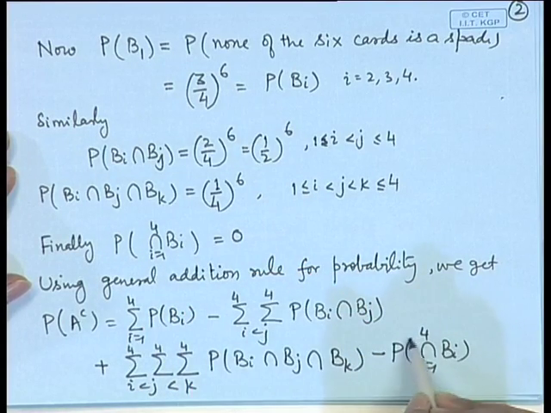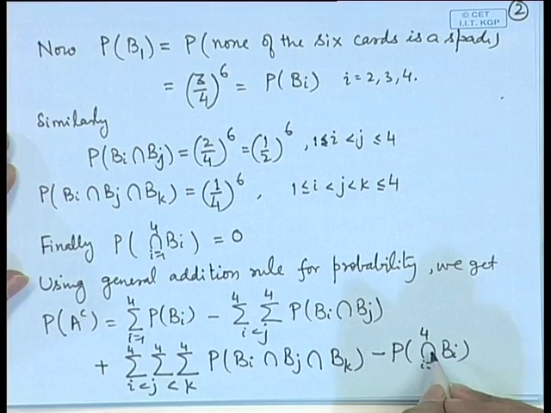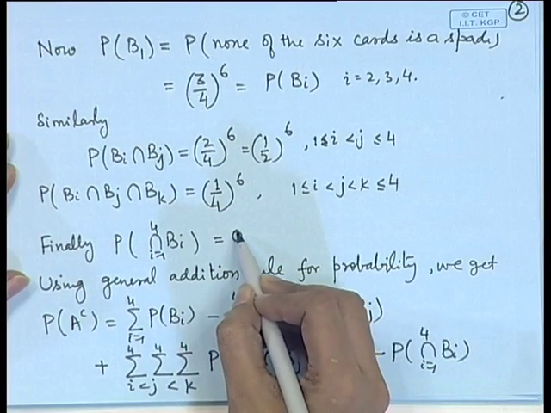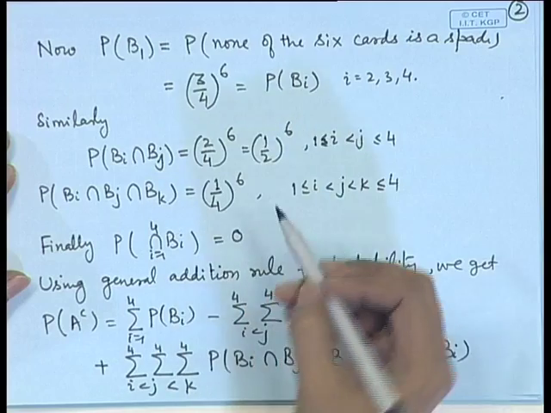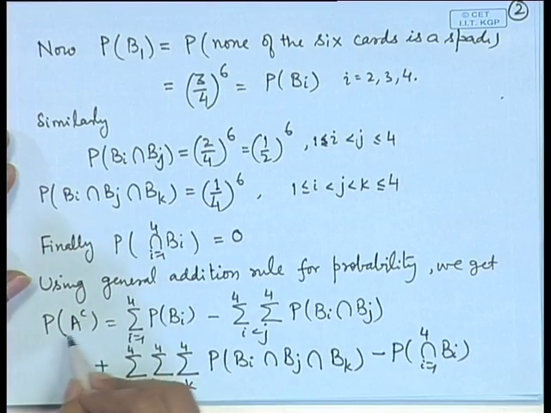The last term here is probability of intersection B_i. However, what is the probability of intersection B_i? Intersection B_i denotes the event that none of the suits appear. However, if you draw a card, it has to be one of the suits. Therefore, the probability of intersection B_i must be 0. Now, we substitute these probabilities in the general addition rule.